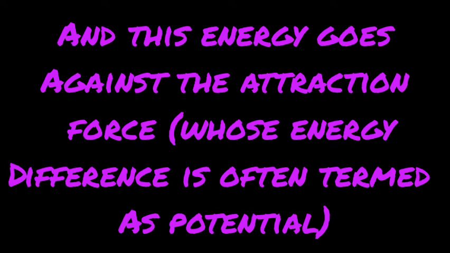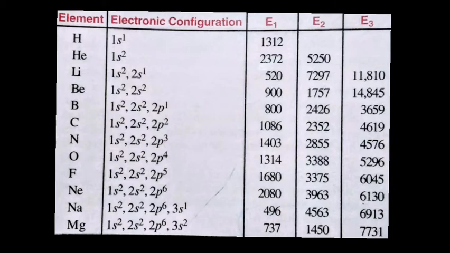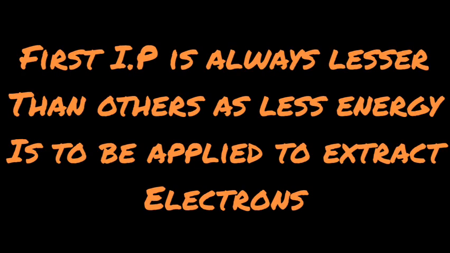Okay, so the energy required for this purpose is the ionization potential, or rather ionization enthalpy of an atom. So the energy required for extracting the first valence electron is known as the first ionization enthalpy. And accordingly, there are second and third ionization enthalpies for an atom on consecutive extraction of electrons. Interestingly, the first ionization potential is less than the second, and so on, as after the extraction of the first electron, the remaining electrons face a lot more electrostatic attraction due to increased effective nuclear charge.